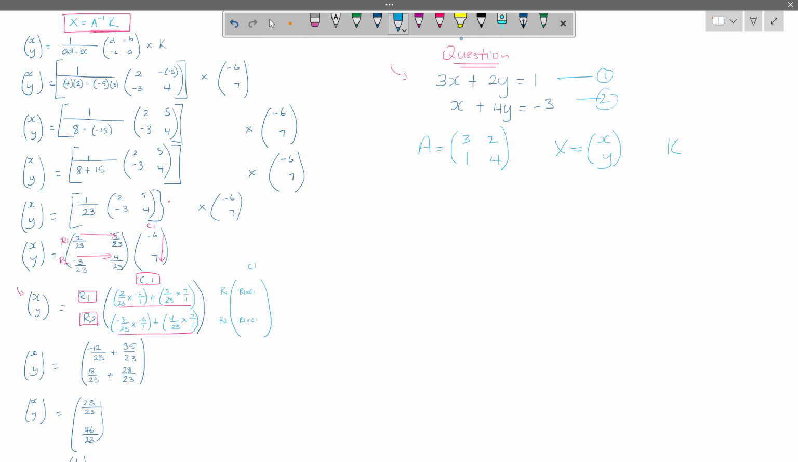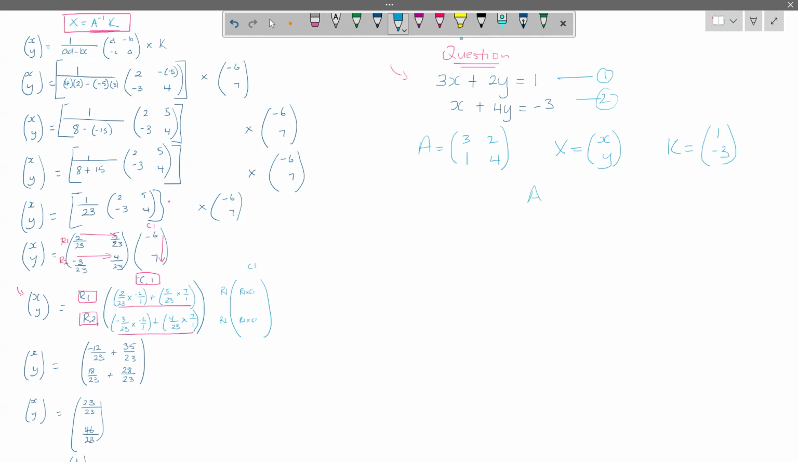These are the three matrices that we're forming. A is the coefficients of x and y. If you do have a number in front of the x, that doesn't mean a 0. I'll say now, it's a 1. So this is 3, 2, 1, 4. My x is the x and y values. My k is the 1 and negative 3 on this side.